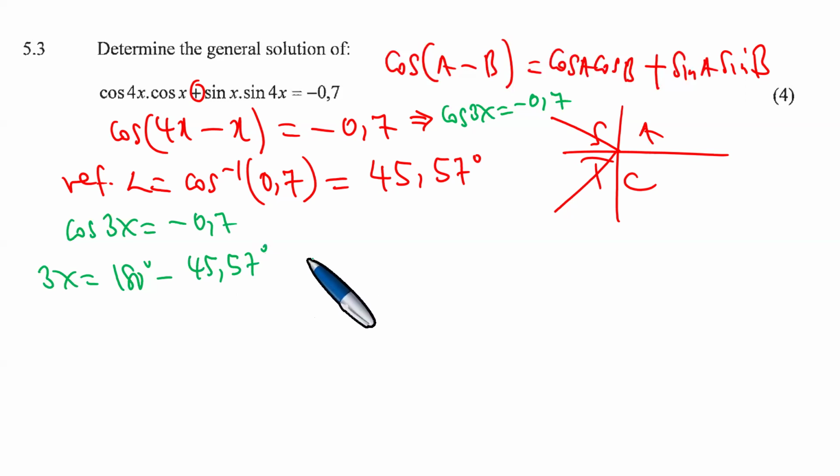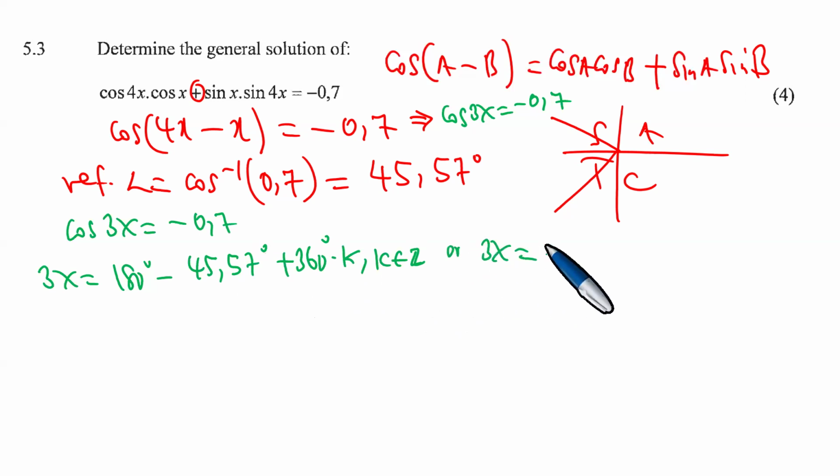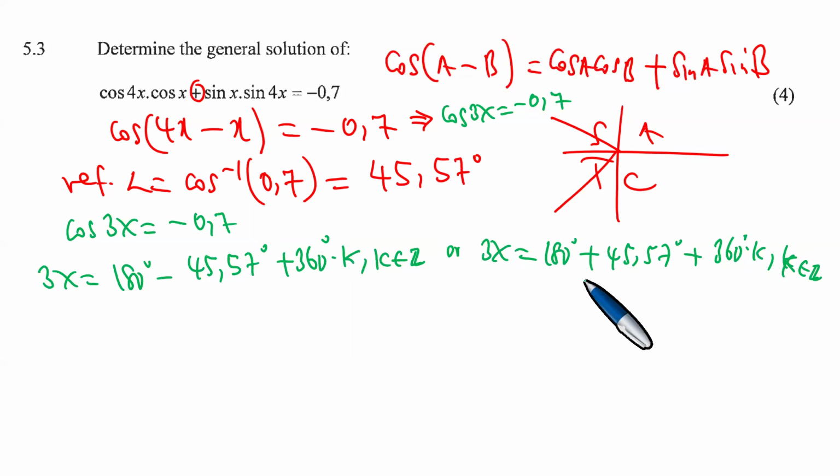Right. Or, and then we add 360 degrees by k, an element of Z, or 3x equals 180 degrees. They now want to also get to the third quadrant, which is 180 degrees plus 45.57 degrees plus 360 degrees by k, an element of the set of integers. Okay, just getting the answer here quickly. Right, so we have this here, and therefore let us see what we get as the answer.